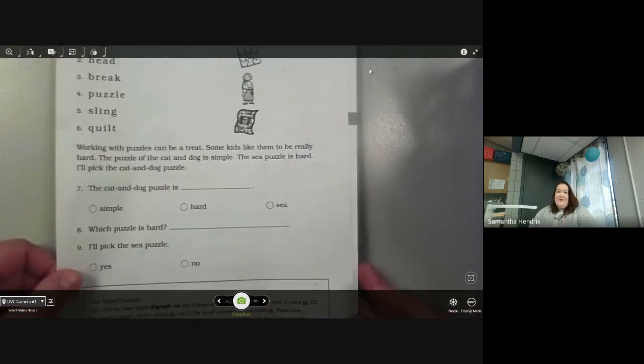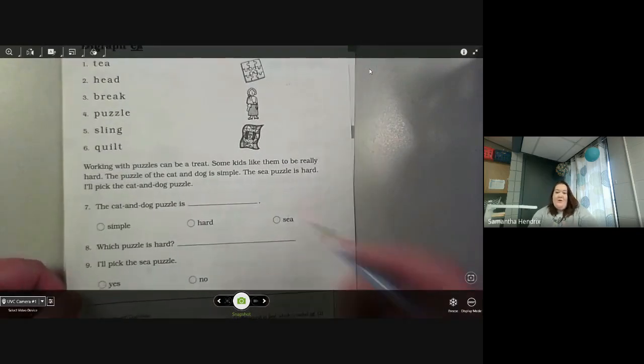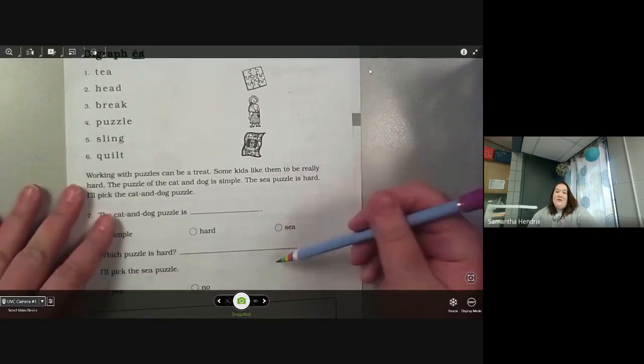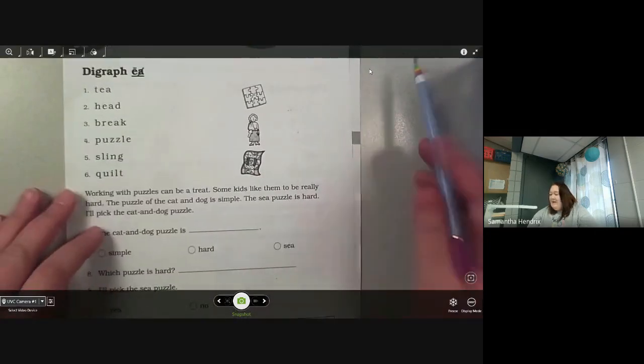Backside, same thing. Use the front if you need to. Code them all, mark them, answer them all, and then record yourself reading the entire page.